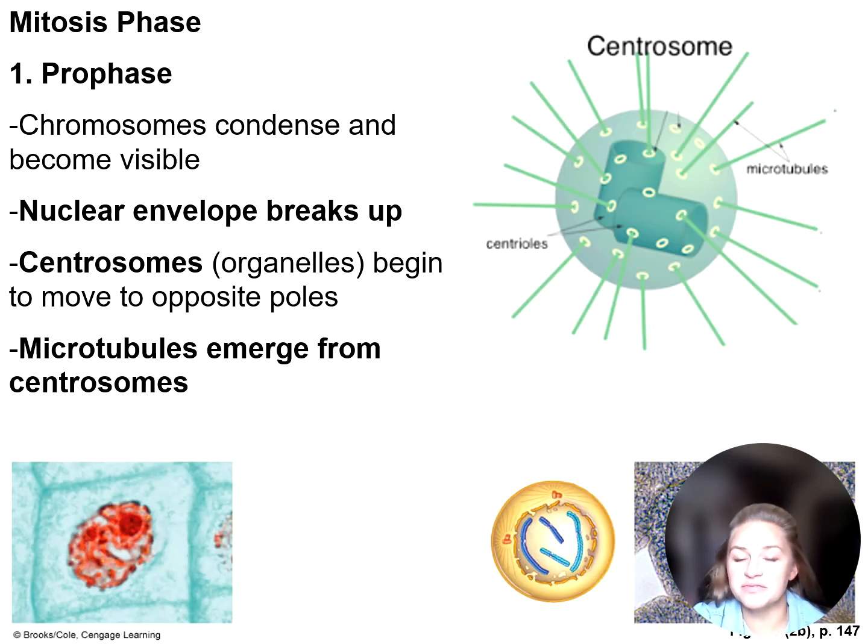Okay, so let's go through each of these in a little more detail. First is prophase. What happens in prophase is the chromosomes condense and become visible. The nuclear envelope, which is the nuclear membrane around the nucleus, starts to break up. Then the centrosomes, which are organelles, begin to move to the opposite poles of the cell. You can think about it as kind of like the north and south pole of the Earth. And then microtubules emerge from the centrosomes. Microtubules are actually part of the cell's cytoskeleton, and they are going to help separate everything inside of the cell.